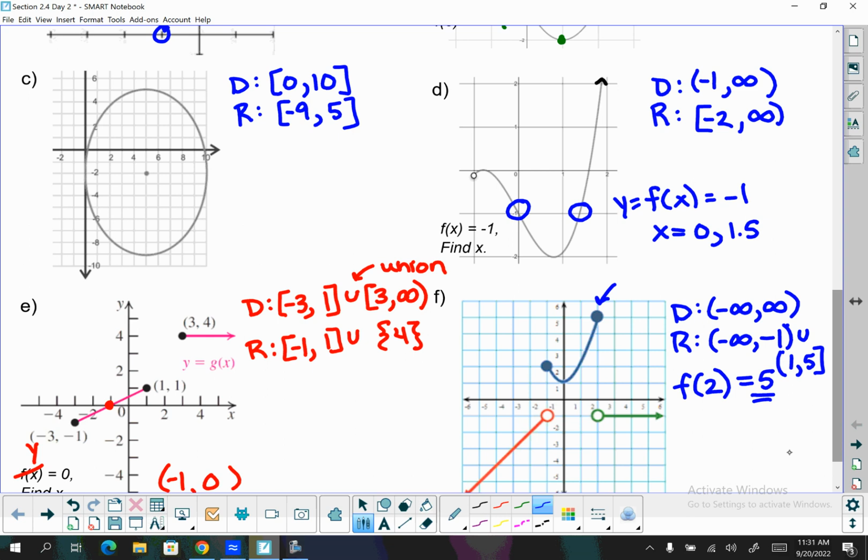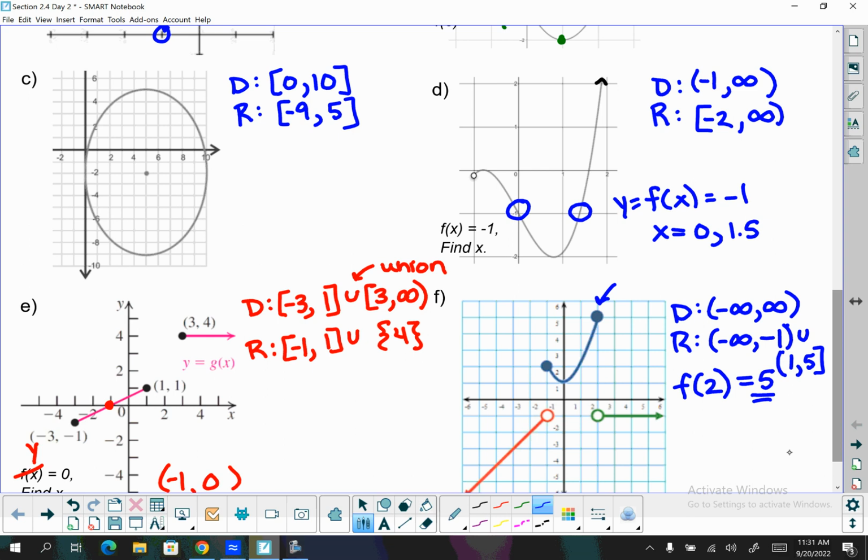Okay. Letter D then, domain left to right. It starts at -1, but there's an open circle, so parentheses. It goes forever to the right, so positive infinity with parentheses. My range goes to -2, and then every number, even though there's that open circle there, there's another place on the graph where that is defined. So every number from -2 up has a value on this function. So -2 with a bracket all the way to infinity.